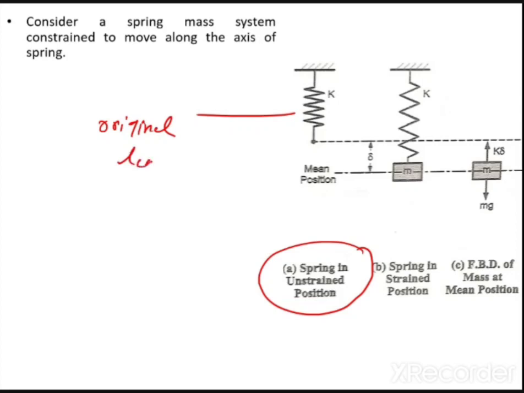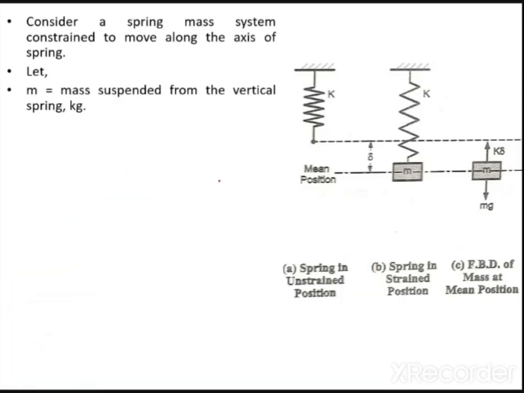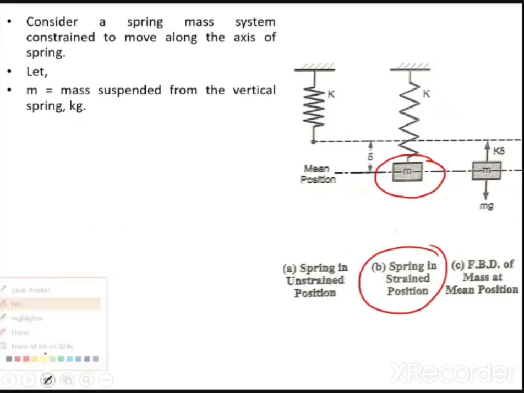Let us say it is the original length. Let us say Lf. Lf is nothing but the original length of the spring. Now let m be the mass suspended from the vertical spring. Let us say I am suspending a mass, or connecting a mass to the spring, vertically in the downward direction. So now this is called the spring in a strained position. Now what will happen?